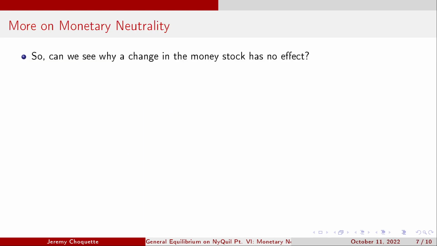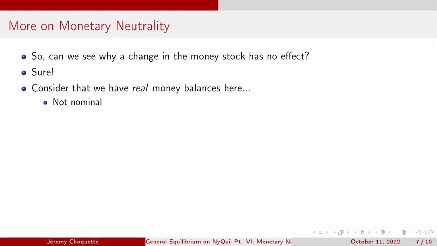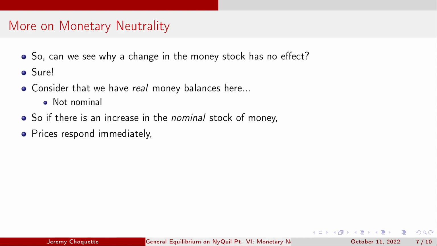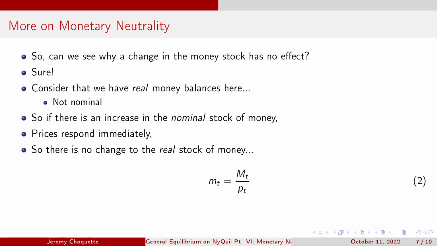So can we see why a change in the money stock would have no effect? Why not? Consider we've got real money balances, not nominal. So if there were an increase in the nominal stock of money, prices immediately respond. So there's no change to the real stock of money, right? The real stock of money, in equation 2 here, is equal to capital M, the nominal stock of money, divided by the price level.